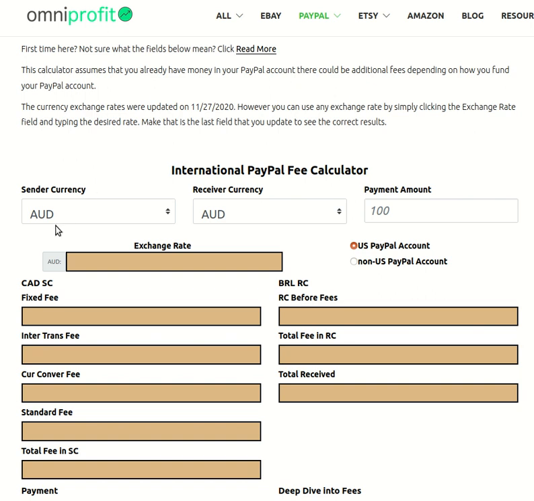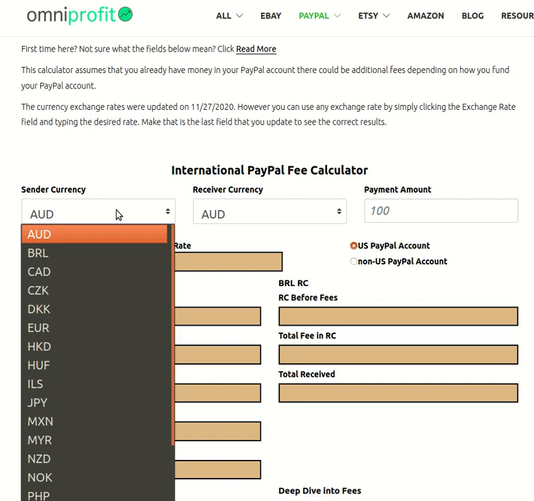So the first input field is the sender currency. That's the currency that you are sending money from, and then the receiver currency, this one over here, is the currency that is receiving. What currency do you want to receive the money in? And so for this example, I'm going to take the place as someone sending money. I could also do this example as the receiver and fill out all the fields. This calculator works for both.